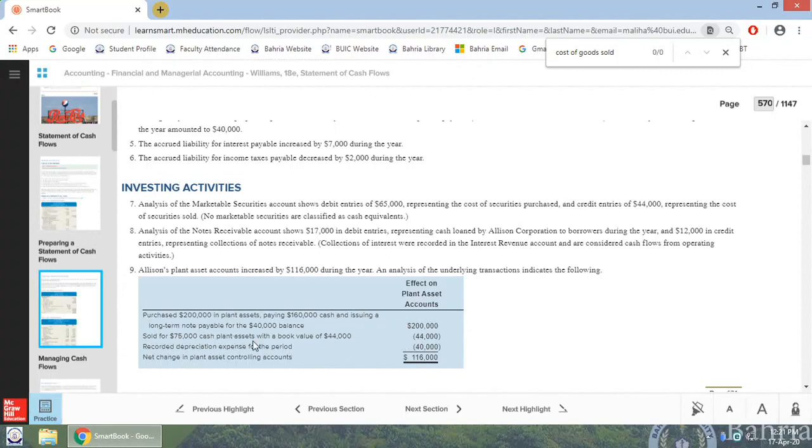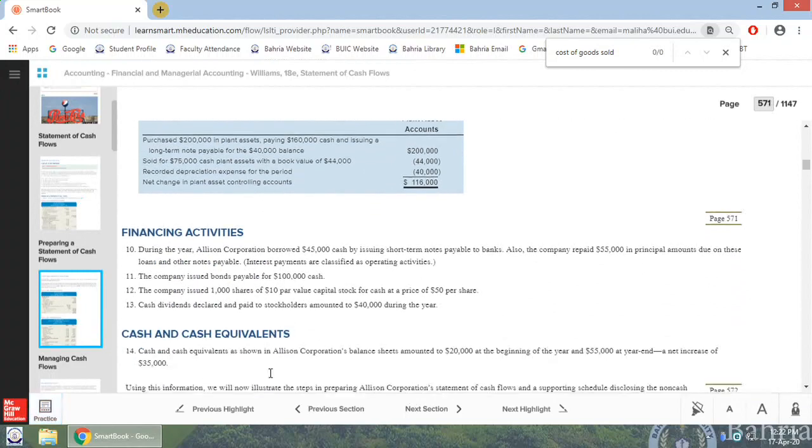So even though the plant asset has a book value of 44,000, you have to reduce the book value because it's a historical cost concept here that when an asset is disposed of, it is naturally reduced by the amount at which it was purchased, and then anything ahead or further than that is termed as gain on sale in the income statement. Recorded depreciation expense, again that's a negative. What you have is purchased 200,000 plant assets, paying 160,000 cash and issuing a long-term note payable for the 40,000 balance. So at what price you purchase is 200,000. So anything that you sell off is netted off in this. So this is basically a balance sheet aspect.